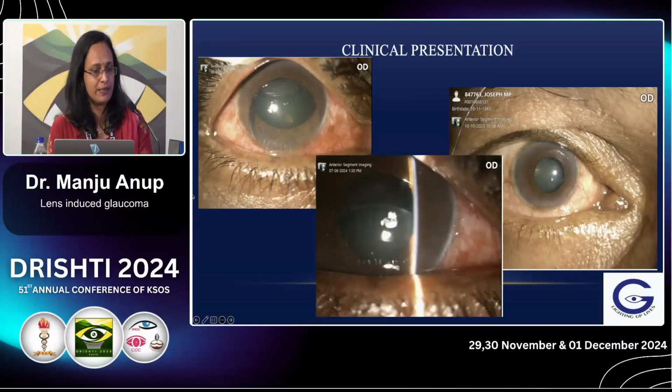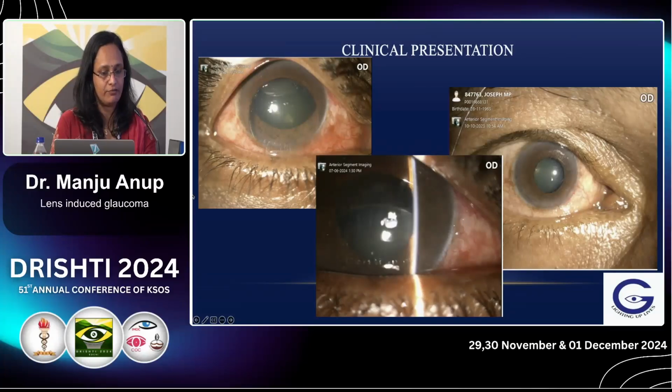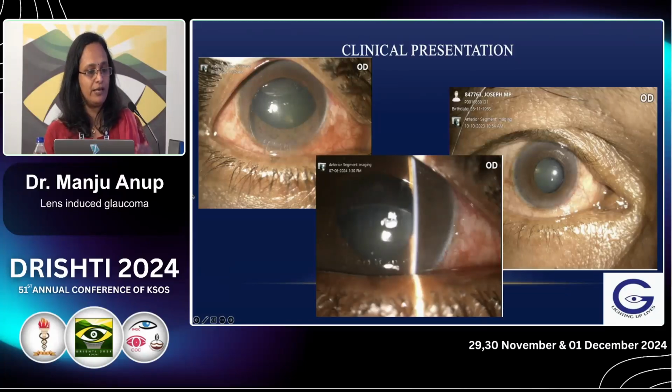So the first picture was a patient with a history of trauma who presented with acute onset of symptoms, and on examination, part of the lens was in the AC with a pupillary block and a mid-dilated fixed pupil. So we gave mannitol and tried to reduce the pressure to some extent and did a PI. With one shot I could get an opening, and I re-examined after an hour.